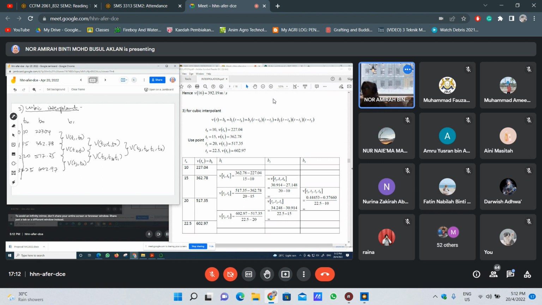Ya, faham. So boleh tekan calculator berapa value kat sini? Nak make sure you dapat ke tak ni. Ni pun dah ada dah sebenarnya. So you going to have this one berapa ni? 27.148. Betul? Betul. And this one is 30.914 yang kita dapat tadi daripada linear tengah-tengah ni. And this one is 34.248.